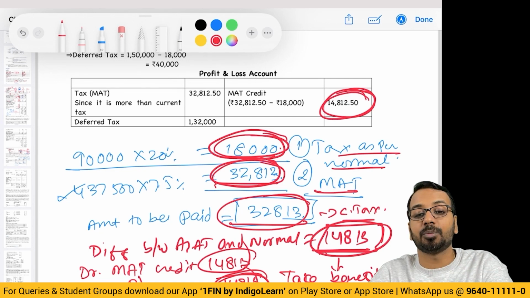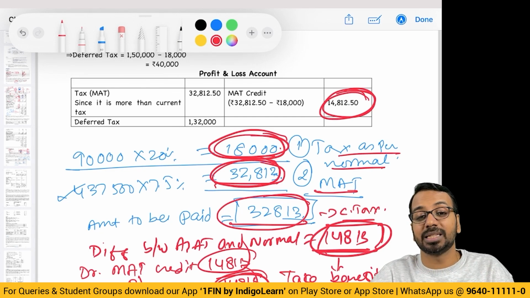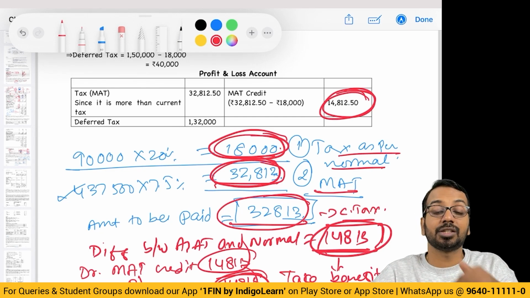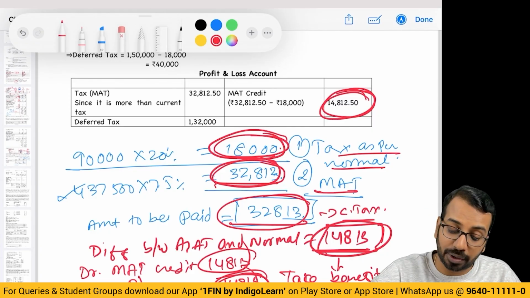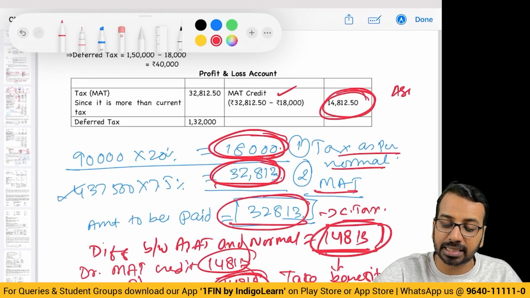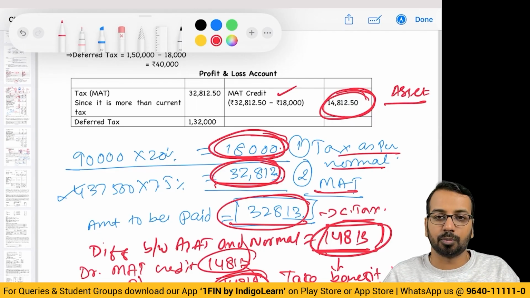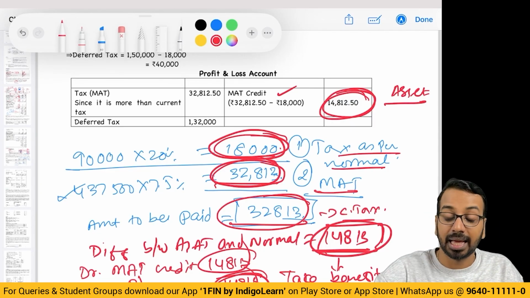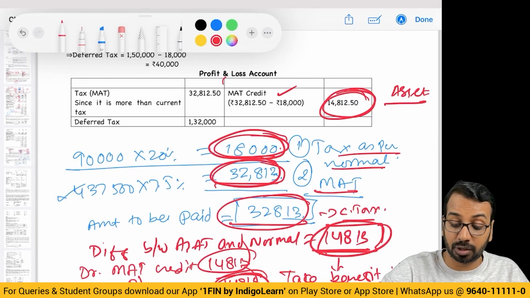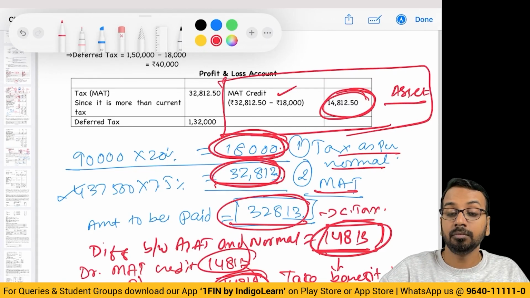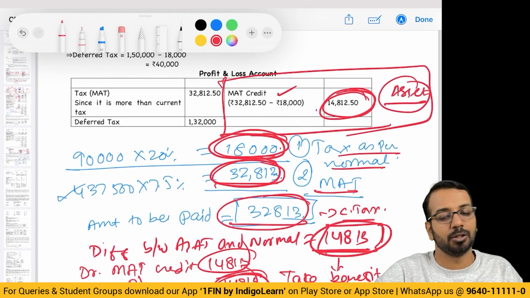So why are we crediting to P&L? Because it is not my expense. I will get a refund of this or I can adjust this in the future. So I will credit it to P&L and show it as an asset in the balance sheet. Technically speaking, only the net amount is shown. Okay, but the institute has framed the question in this way, and in fact, in the suggested solution, they have not even given this perspective. But you have to show it as an asset in the balance sheet.